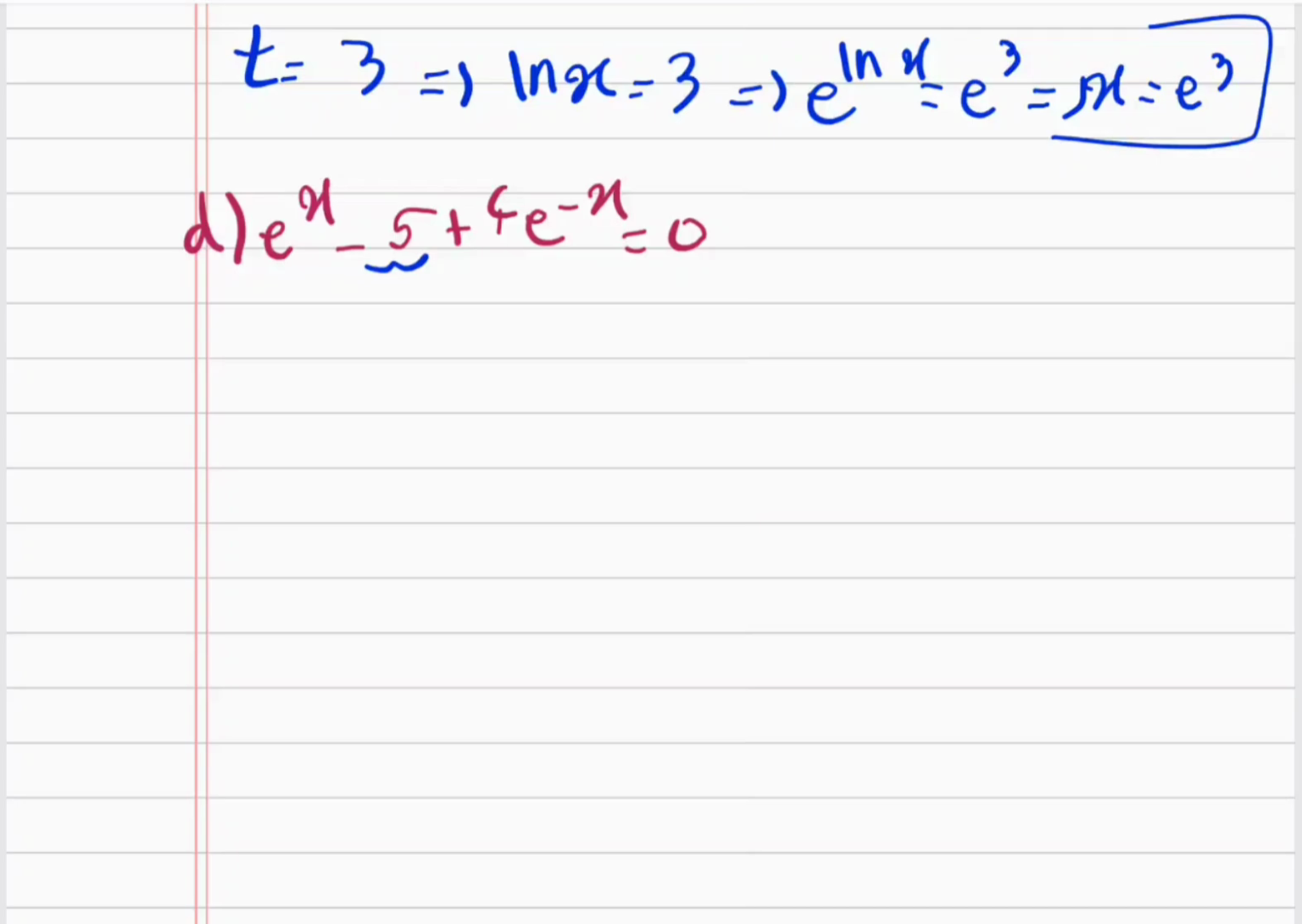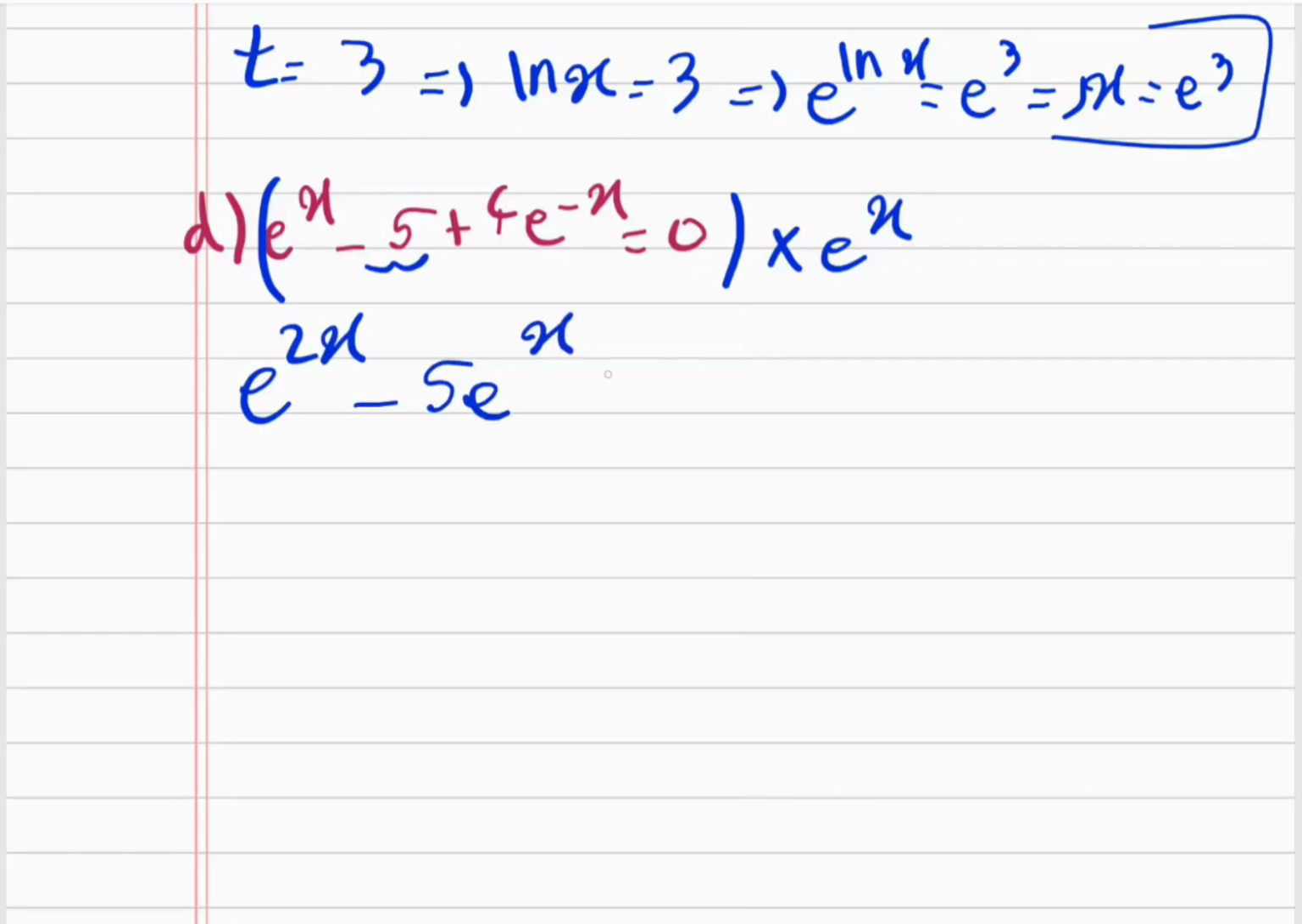Now in this case, when we multiply the equation by e to the power of x, then the first term becomes e to the power of 2x, the second term is minus 5 e to the power of x, and the third term becomes just 4, because e to the minus x and e to the x, when we multiply them, we just get 1. And interestingly, this is now similar to the previous equations that I solved in previous videos.